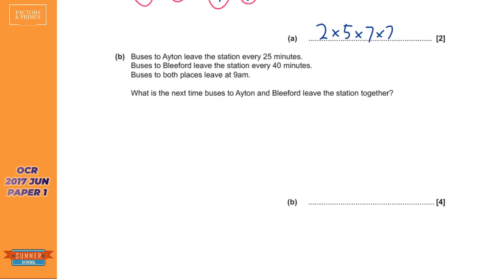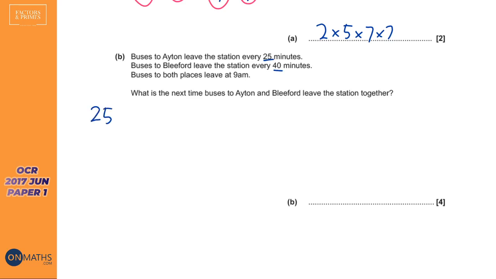Right, this next question is about lowest common multiple, because we've got a bus leaving the station every 25 minutes, and a bus leaving Bleaford station every 40 minutes. Both buses leave at 9 a.m, and we're looking to see when they are going to sync up again, when they're leaving the station together. So we're looking for the lowest common multiple of 25 and 40.